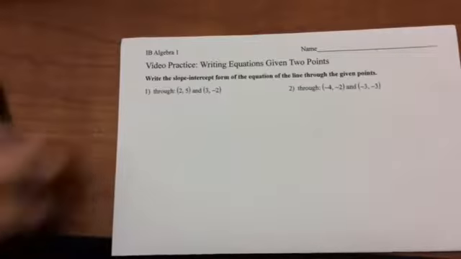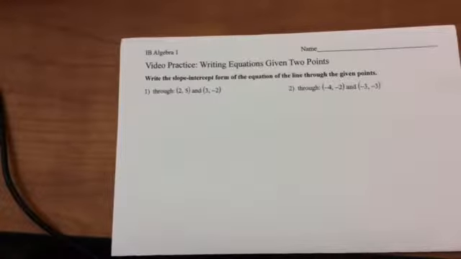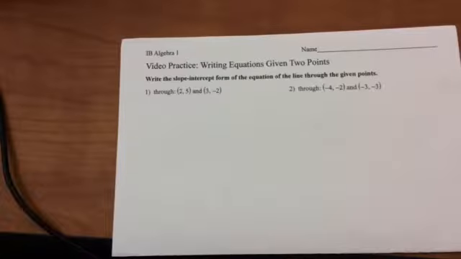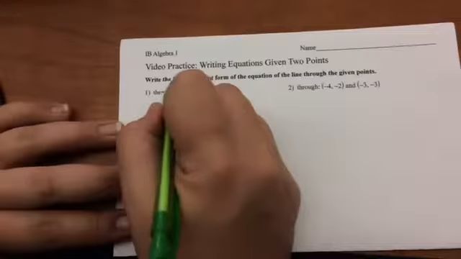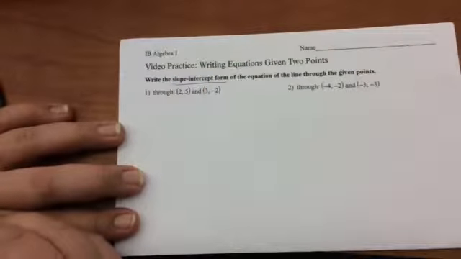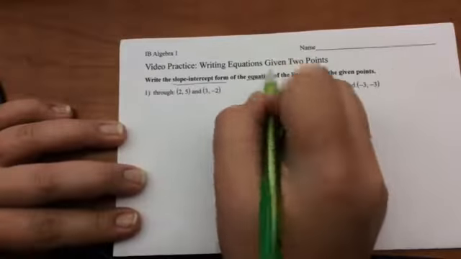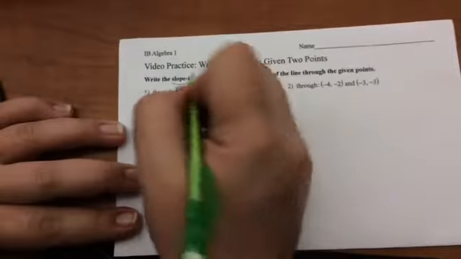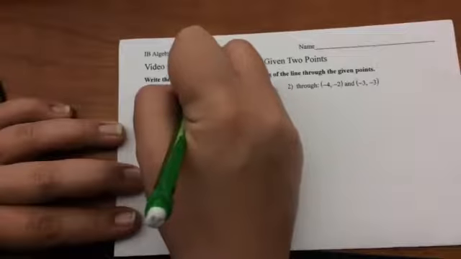Hi, it's Mrs. Clark. We're going to be doing two examples of how to write equations given 2 points. So it says here, write the slope-intercept form of the equation of the line through the given points. So slope-intercept form, remember, is y equals mx plus b.